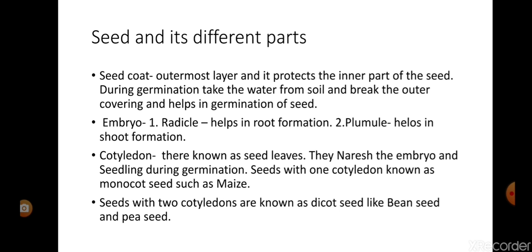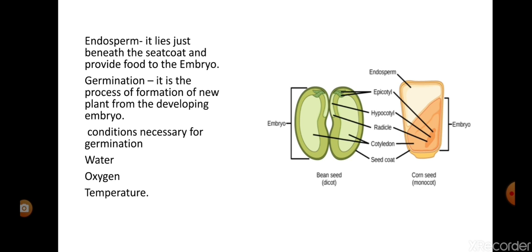So this is a part of the seed. It is generally known as the seed leaves. Okay, it nourishes the embryo and the seedling during germination. So seeds with one cotyledon are known as monocot. Mono means one, so monocot seed like maize, rice, etc. And the seeds with two cotyledons are known as dicot seed. Like in bean seed, in pea seed, you can divide it into two. So it is dicot seed.